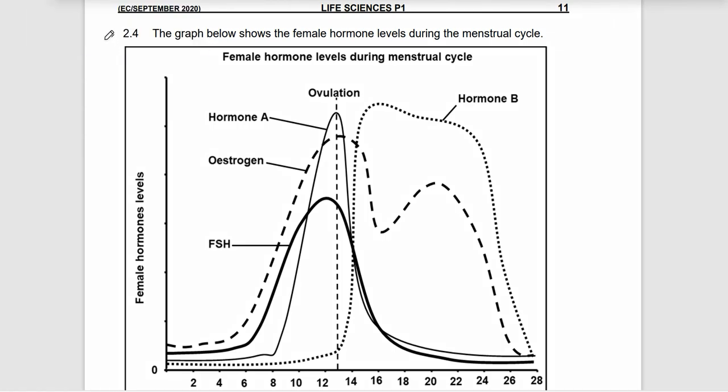So question 2.4. By the way, this is the question paper that was written in September 2020. The diagram below shows the female hormone levels during the menstrual cycle.